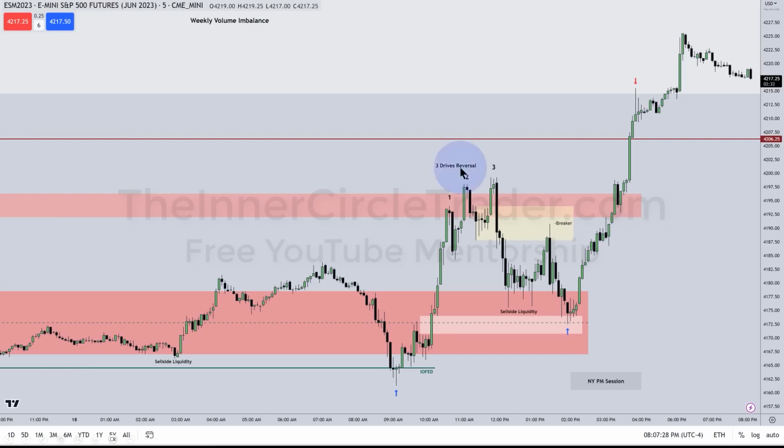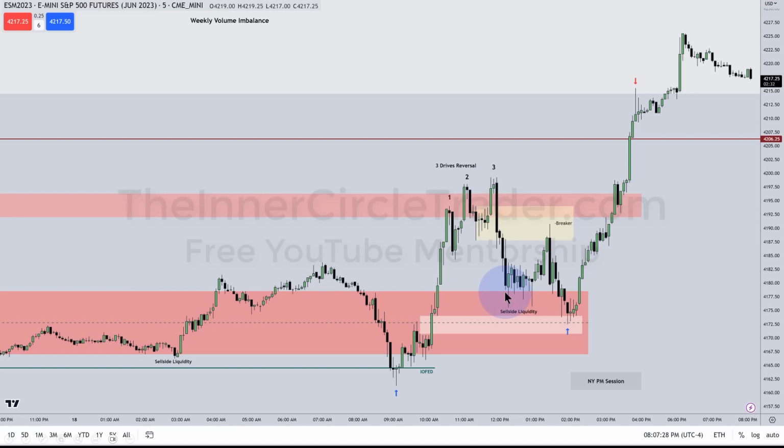Morning session first. So we have the three drives pattern here. 1, 2, 3. Institutional order flow entry drill down here. After taking sell side out, it rallies. Then we have the short-term reversal pattern here. This is a classic price action pattern. It's really good to indicate that we're likely to see some measure of retracement.